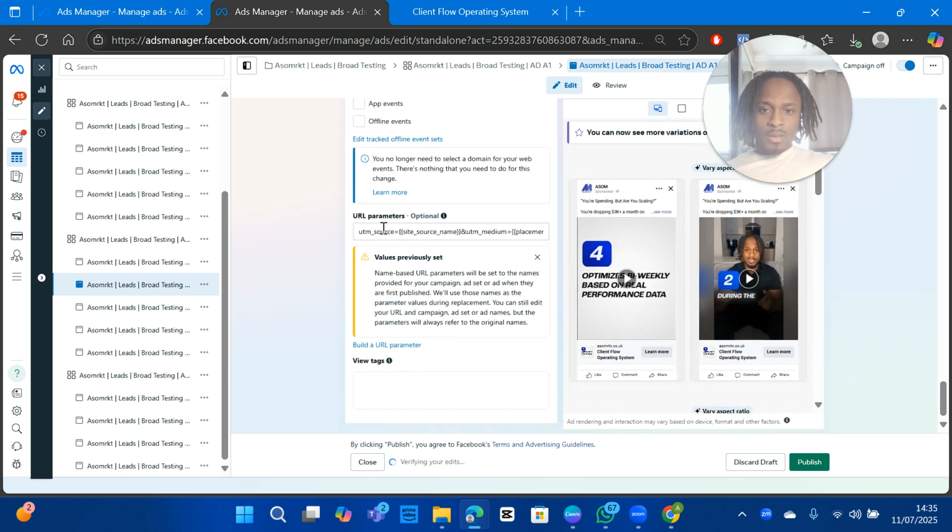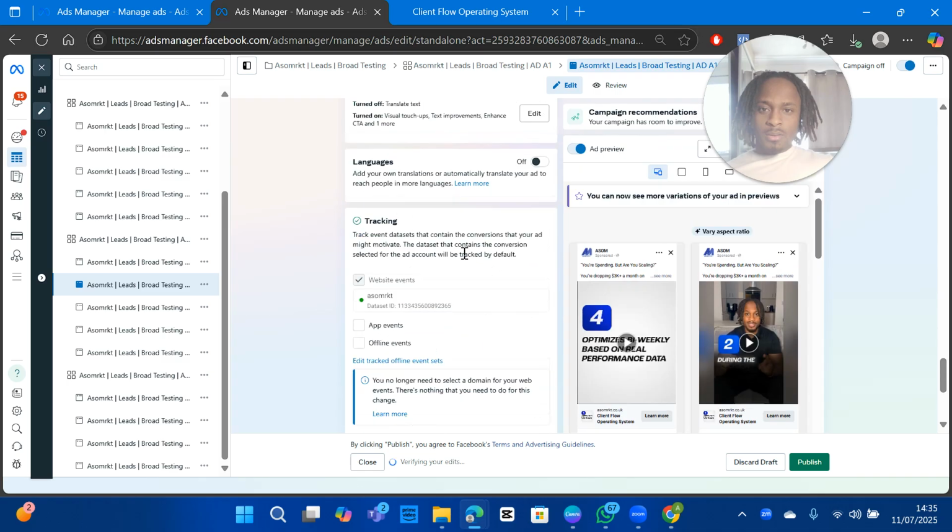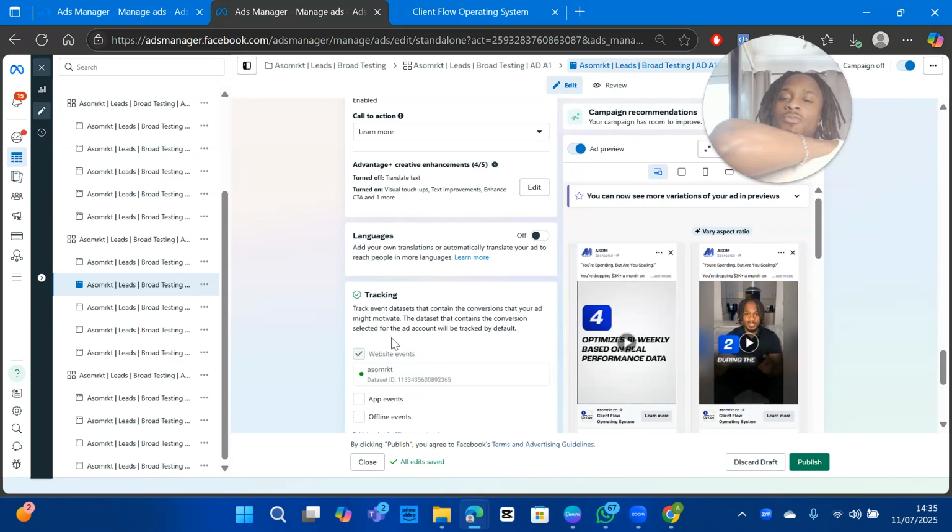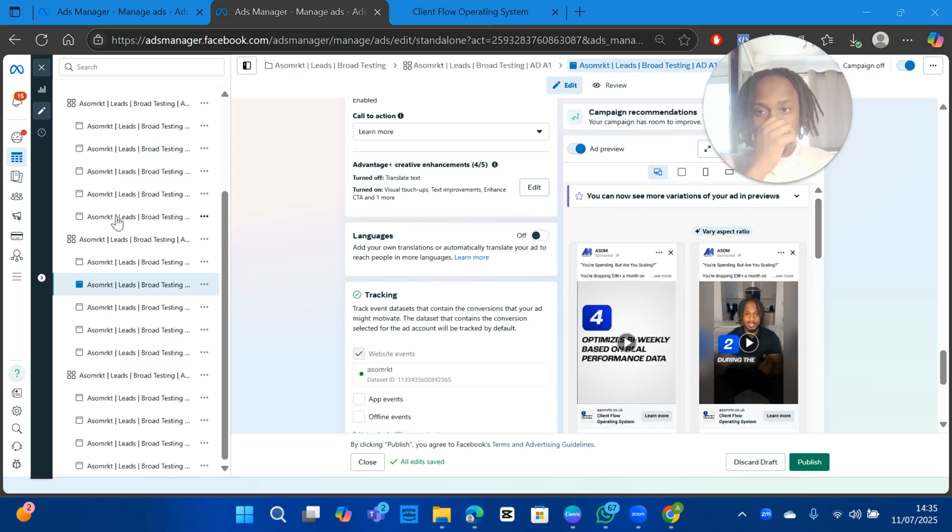There you go. There's my URL parameters. There's my pixel. And yeah, so things to look out for when you're running ads, I would say testing. Definitely you want to test as much.